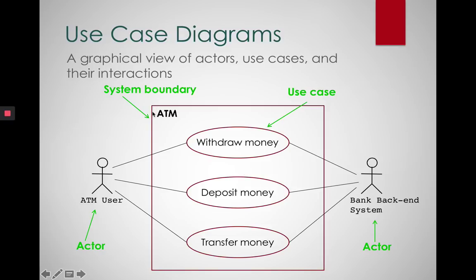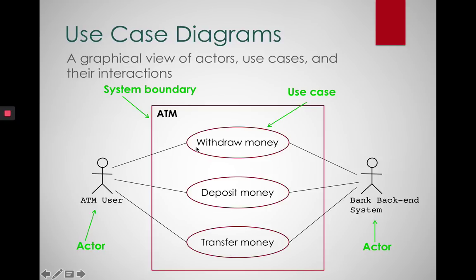In a use case diagram, we always have a system boundary. That's this box. In this case, it's the ATM system. The system boundary shows us what lies inside the system you're developing and what lies outside it. The actors are external, remember, they're not part of the system, so they're outside the box. The use cases are the goals that actors can accomplish with the system, so they lie within the system boundary.